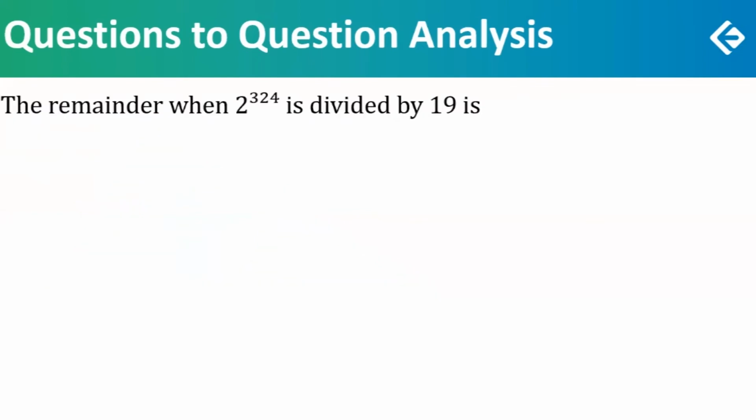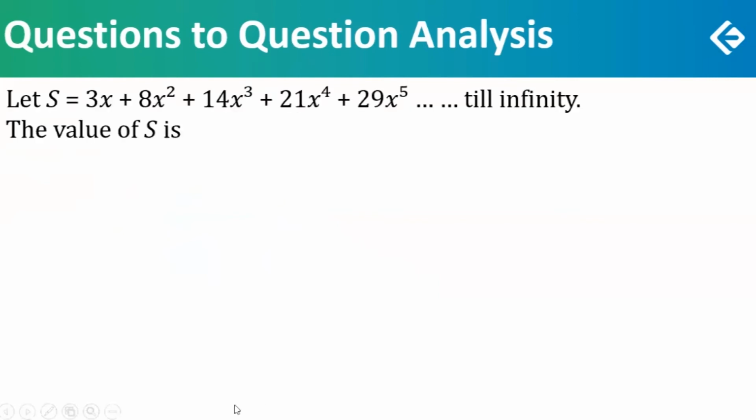A very standard question. 19 prime number. Euler number will be 18. And the power is the square of 18. I am sure you would have known, you know the remainder by now. The 13th question, progressions.